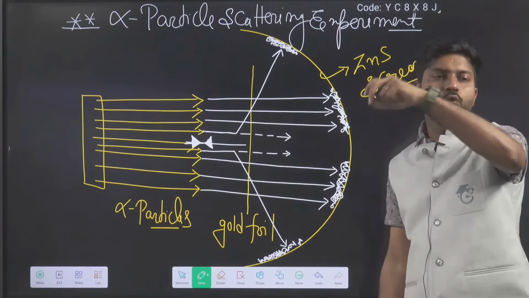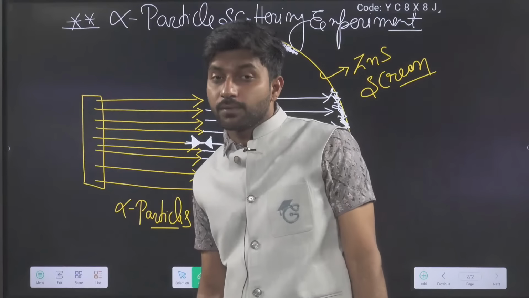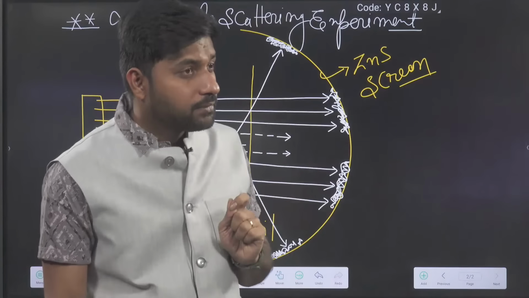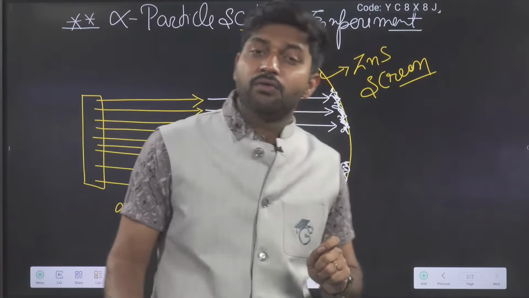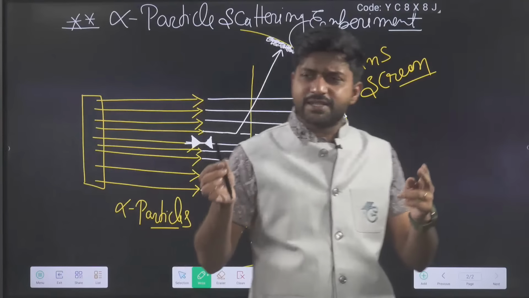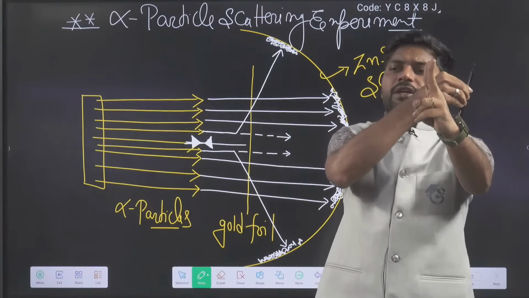Point number two. Few alpha particles deviated, and this is very interesting. Why did the deviation happen? Yesterday we discussed that when same charge particles come closer, they will deviate.